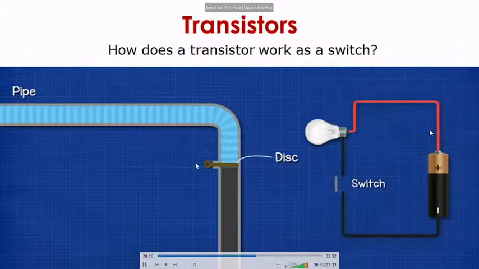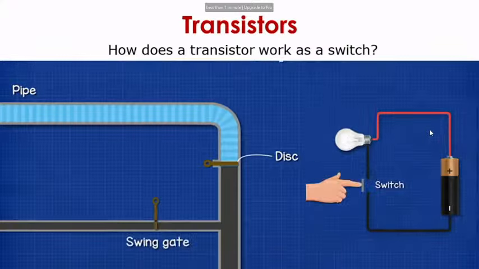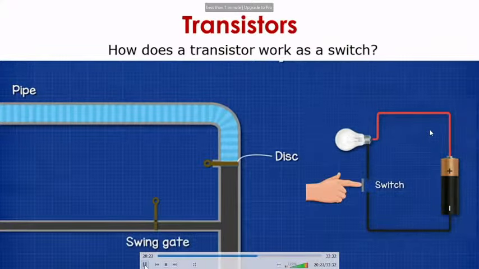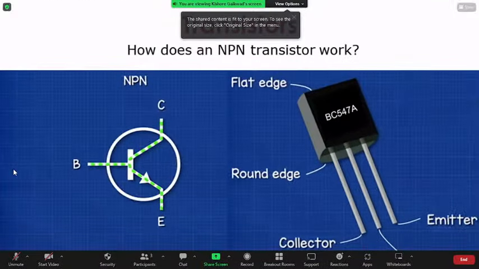If you want to cut the water, you will put a disc. Similarly, if you want to cut the electrical flow, you will add a switch. So the switch works as a disc. In this case, somebody has to manually put the switch on and off.